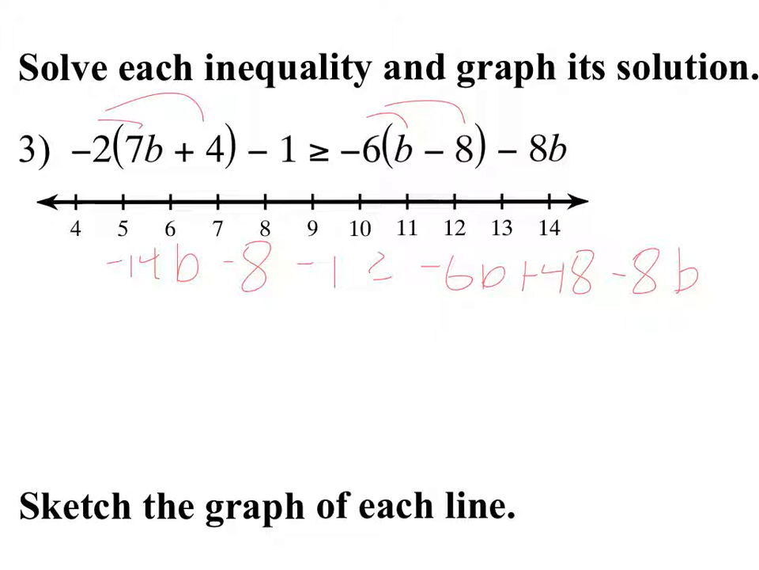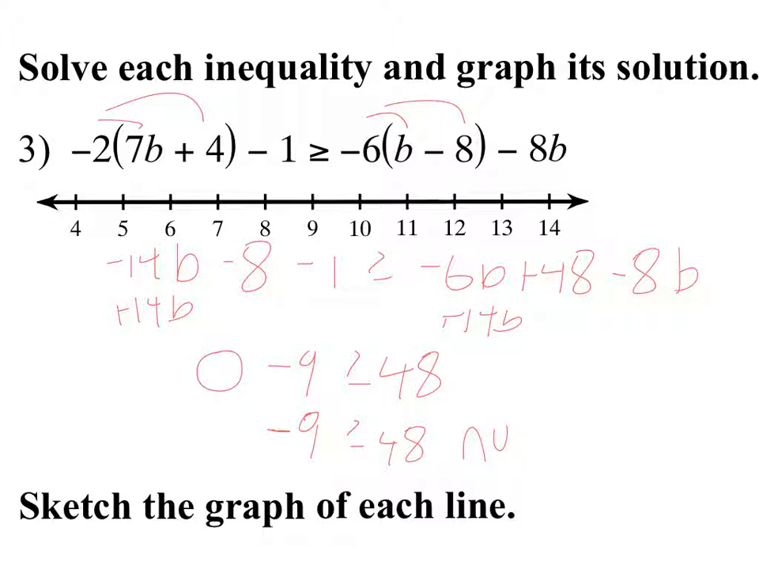Okay, I'm going to bring all the b's onto the left side, so I'm going to add 6b and add 8b, which is really plus 14b and plus 14b. Oh, that's interesting. So we get 0, okay, minus 8 minus 1 is minus 9, and on the right side we've got 48. So this tells us that negative 9 is greater than or equal to 48, which we know is not true. This in fact has no solution. We found a not true statement, which means it has no solution.